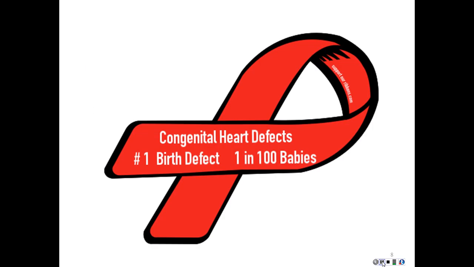Now we're going to move into really talking about congenital heart defects. It's the number one birth defect when we look at all the birth defects, the congenital heart defects. There are different statistics that say how many children are affected. This one slide came from basically a support organization, and it says congenital heart defects affect 1 in 100 babies.